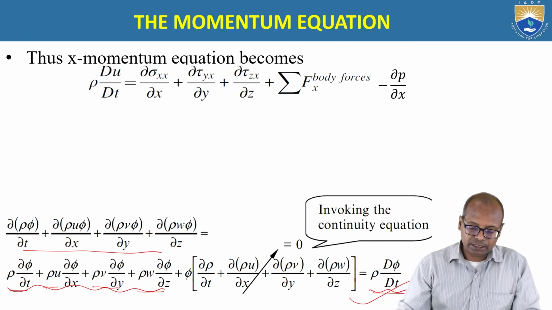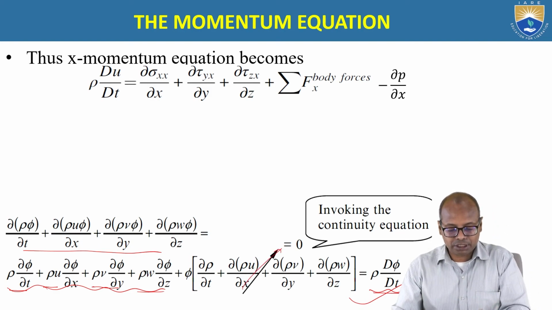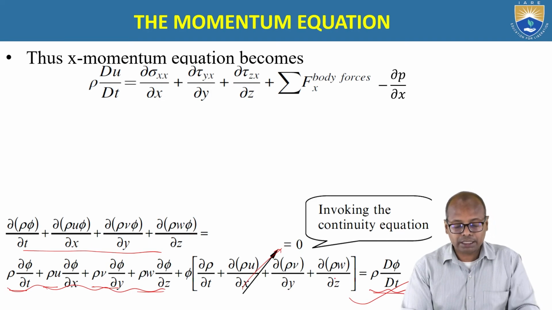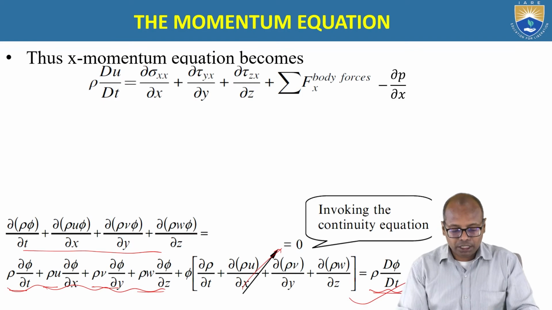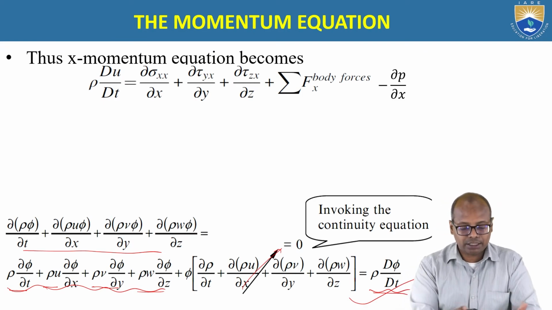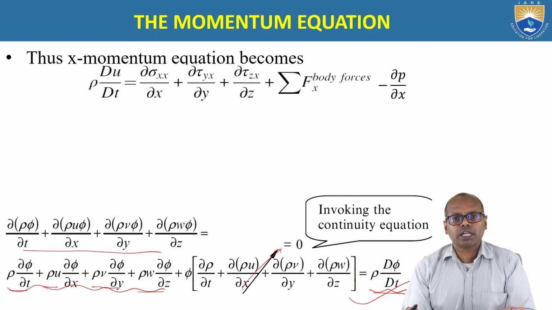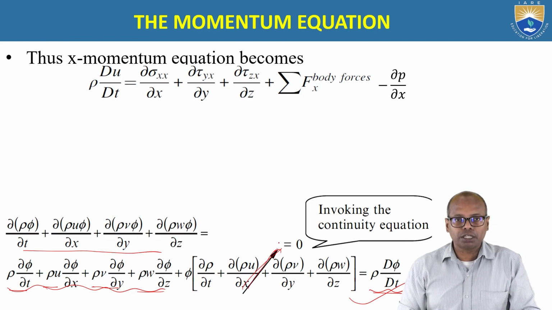Now what I am doing is adding the continuity equation. From the continuity equation we have seen this one: dou rho by dou t plus dou rho u by dou x plus dou rho v by dou y plus dou rho w by dou z, and this is equal to 0. So this is the left hand side, and I am adding 0 to it, so there is no change in the value. If I add 0 or subtract 0, I will not have any effect. So I am adding the 0 in the form of the continuity equation.